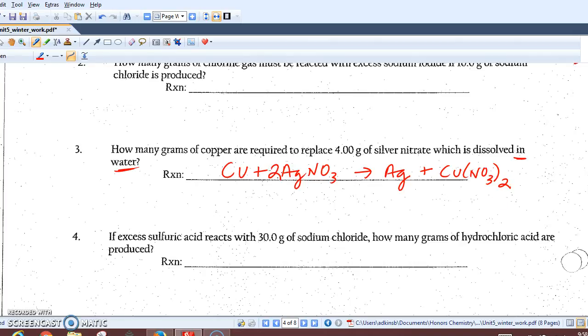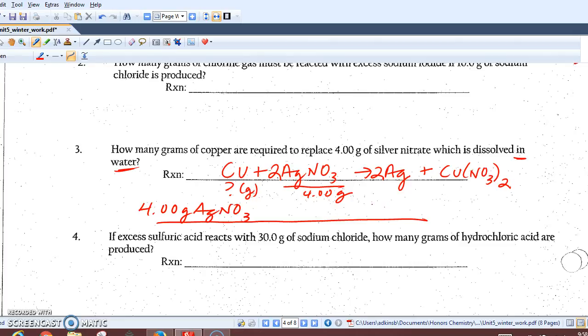And then we've got to come in and balance it. Put a 2 there and a 2 there. Alright, so the question mark is grams of copper needed to replace 4 grams of the silver nitrate. So my given is the 4 grams of AgNO3.